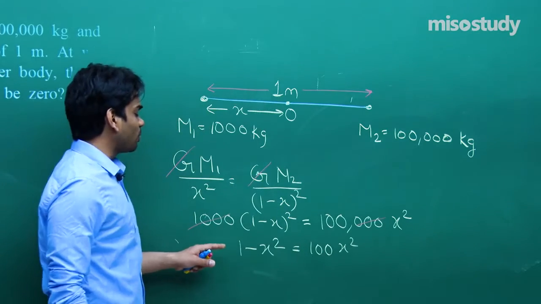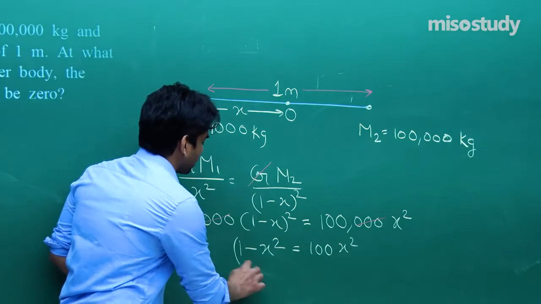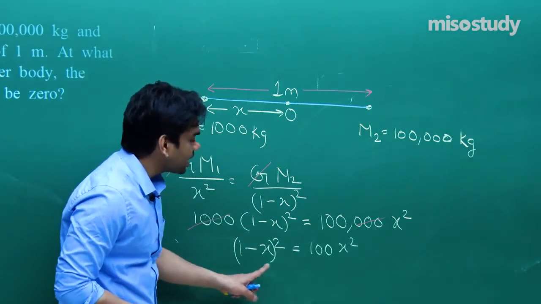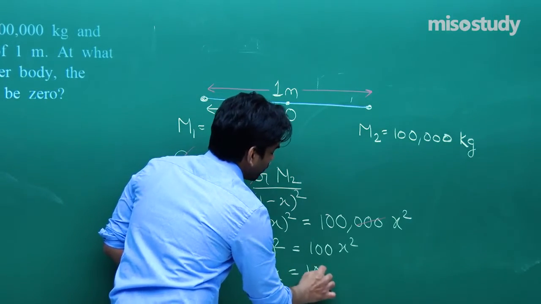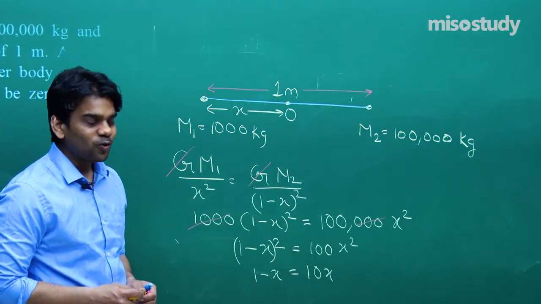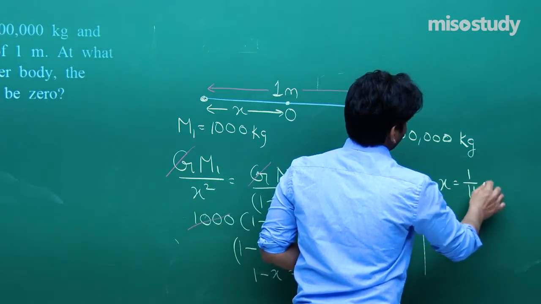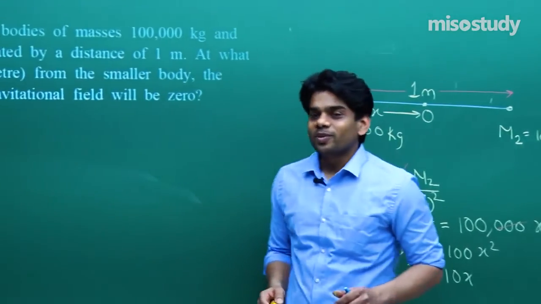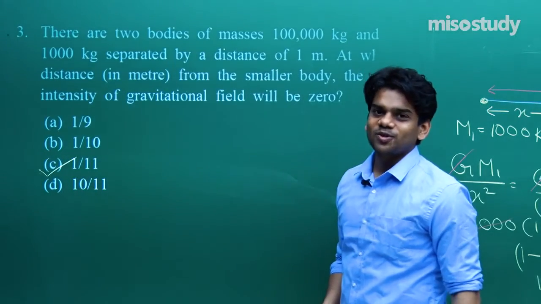From here you try to observe: 1 minus x whole square is equal to 100x square. If you take the square root, you will be getting 1 minus x is equal to 10x, so 10x plus x is 11x, 11x equal to 1, x equal to 1 by 11. So I am writing here x equal to 1 by 11 meter, that's the right answer. At a distance of x equal to 1 by 11 meter, the gravitational field will be 0. Option number C matches the right response.